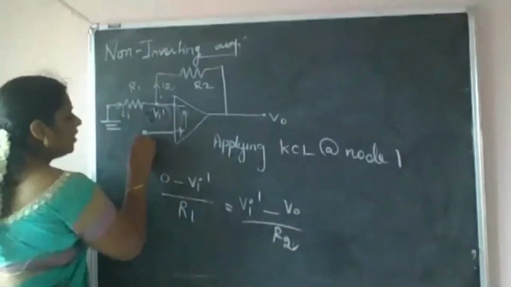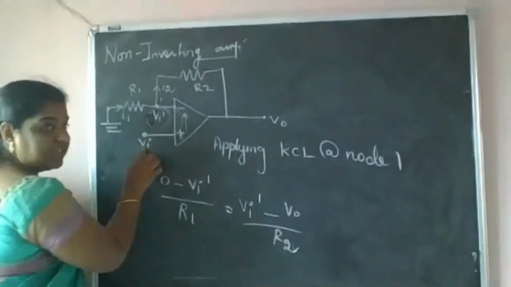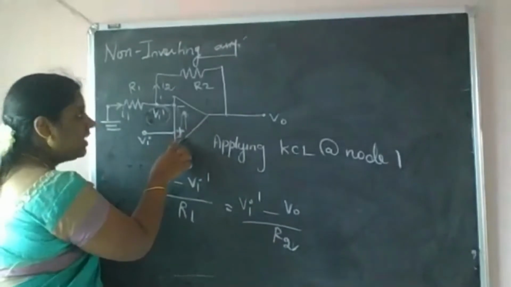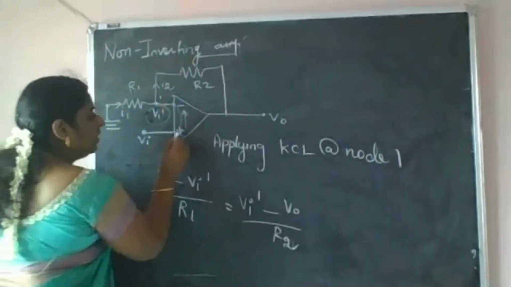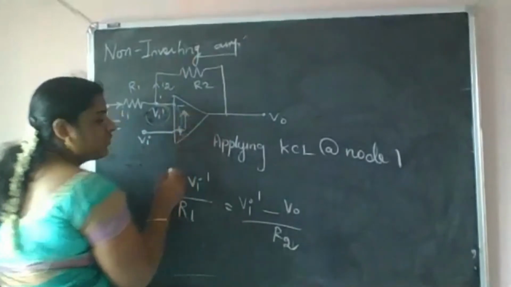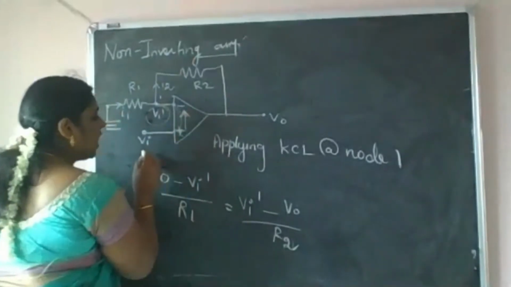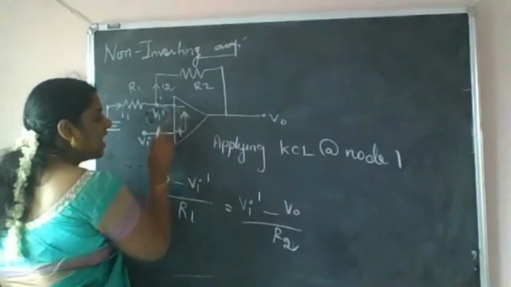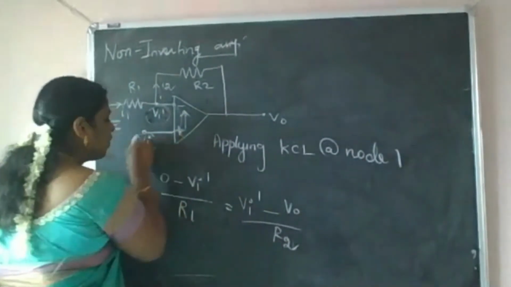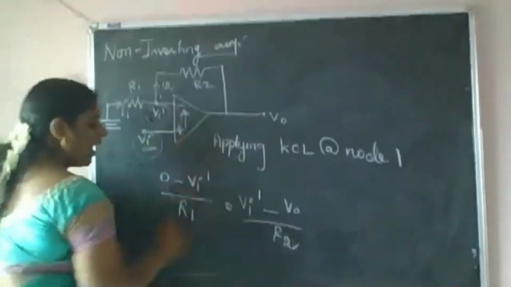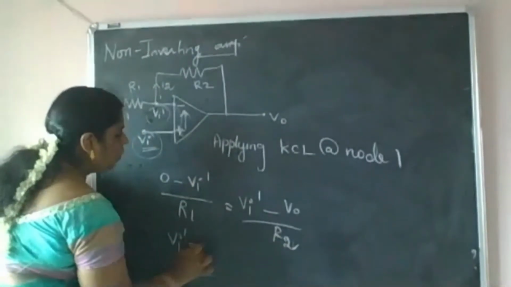Now we know the value of Vi dash. Here it is connected to Vi. The input is connected to the positive terminal, that's why it is called a non-inverting amplifier. The current flow takes this direction. Therefore, the value of Vi dash is equal to Vi. The positive terminal is connected to Vi.